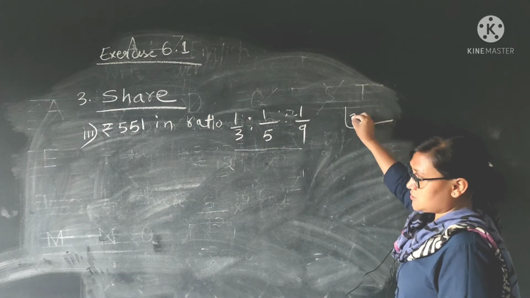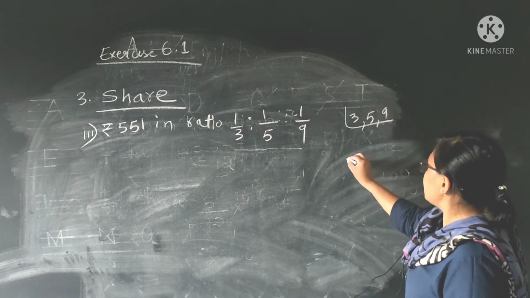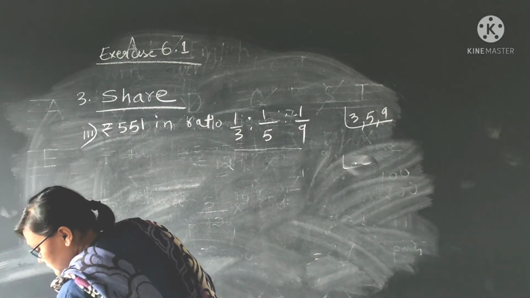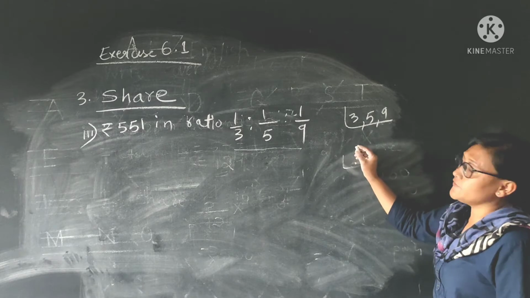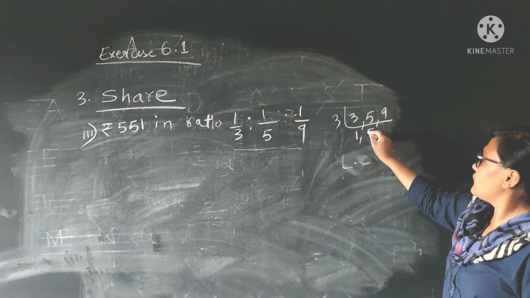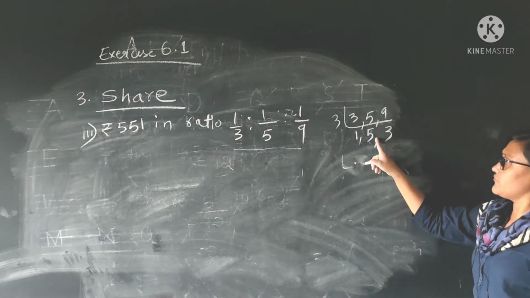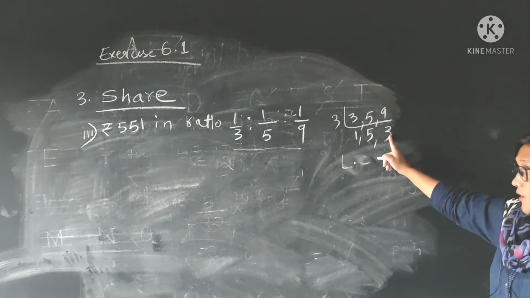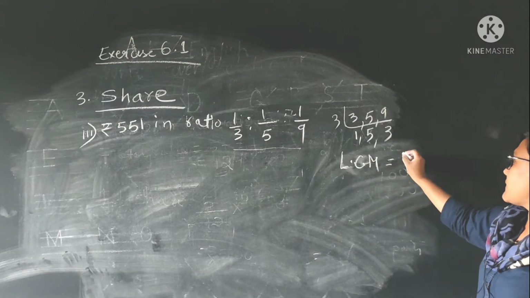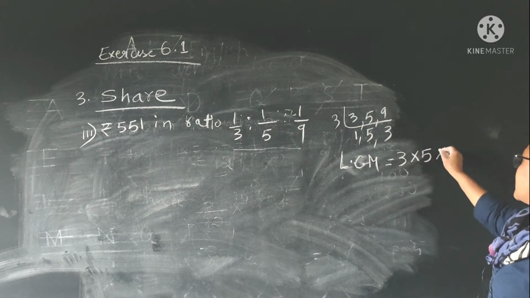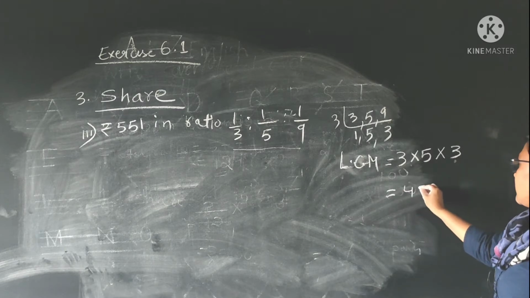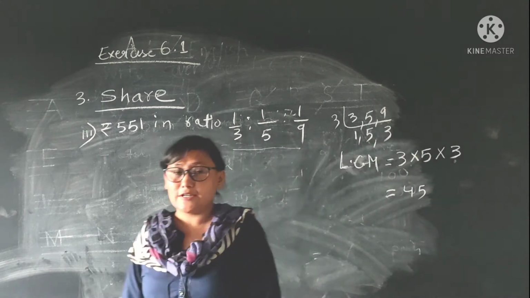So, here the denominators are 3, 5 and 9. Let us calculate the LCM of the denominators 3, 5 and 9. It is 3, 3 ones are 3, 5, and 3 threes are 9. Now you can see 5 and 3 have no common factor except 1, so you just need to multiply them simply. Let us find the LCM here. 3 threes are 9, 9 fives are 45. So our LCM is 45.